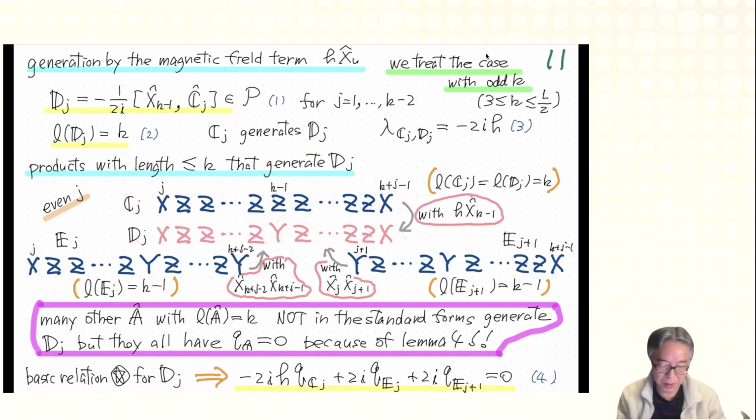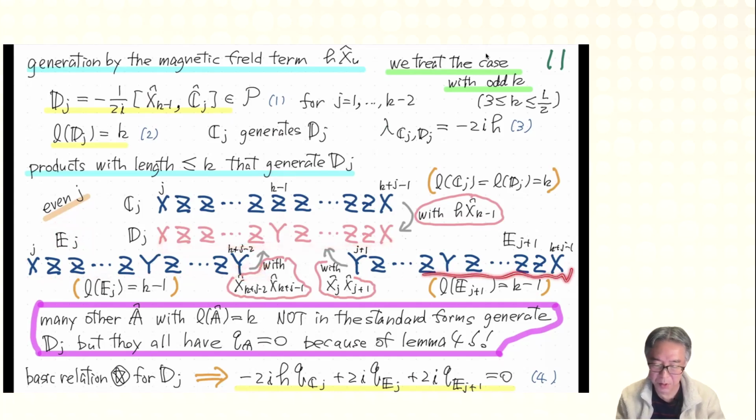And as in previous business, we can also think about shorter products, which we denote by ej and ej plus 1, which generates dj in a familiar manner. For example, this ej looks like dj. It starts from x on the same side, and z, z, z, z, z, and y at the same position, and z, z, z, z, but it's slightly shorter and ends with y. Okay, and this is site k plus j minus 2. So if you take the commutator with x, you recover this dj.